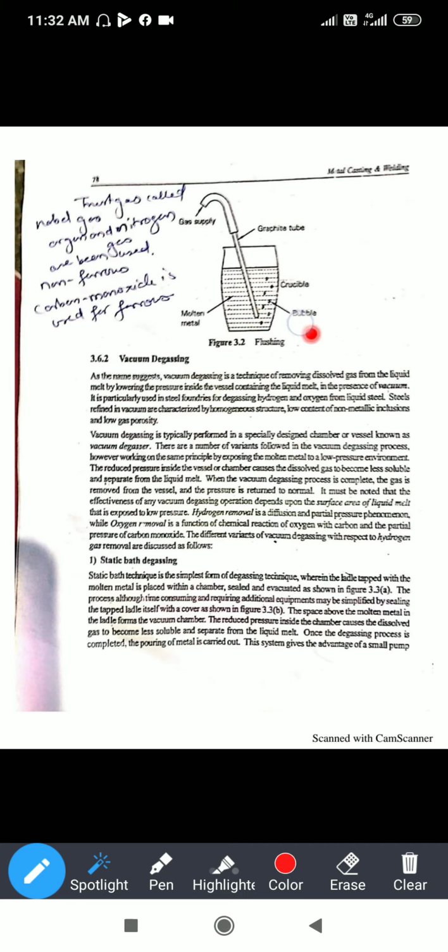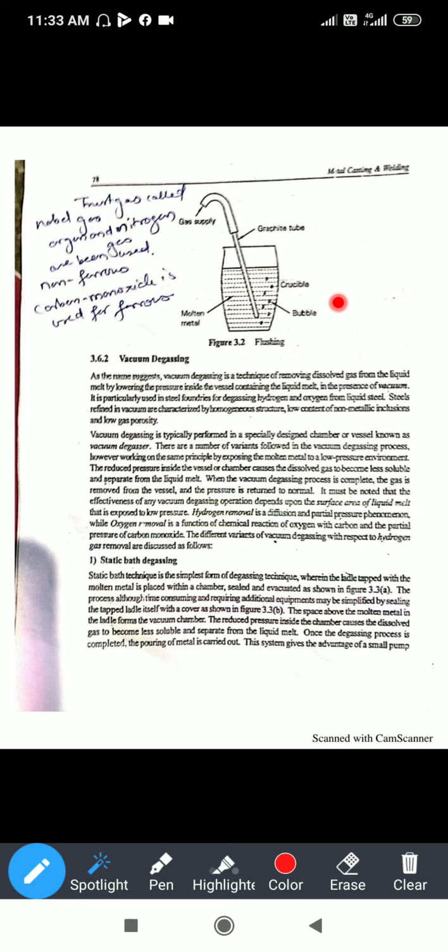Now you can see how the gas enters. It starts to come to the upper surface of the molten metal. When the gas comes to the upper surface of the molten metal, it itself carries the other gases and allows the other gases to move with it from the bottom to the top, at the upper surface of the crucible cup.